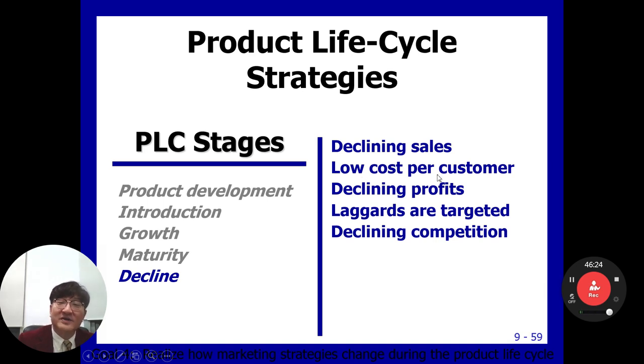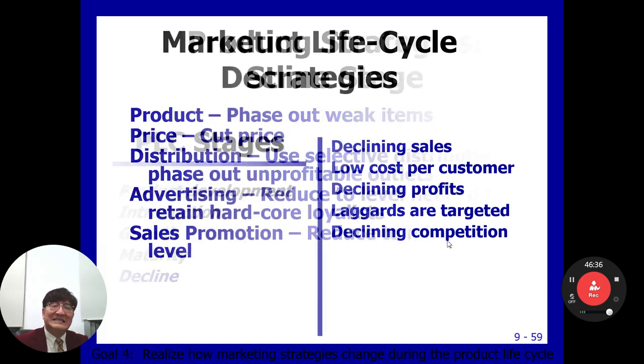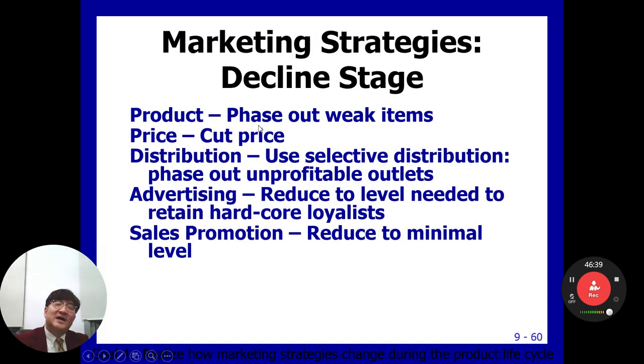The last stage is the decline stage. Everything declines: the declining sales, the low cost per customer, a declining profit. Now the laggards are targeted. The competition is also declining. In this stage, you phase out the weak items, and you only keep the strong products in the market. And the price, you cut the price because the popularity of the product has declined a lot, so you cannot ask for a high price.